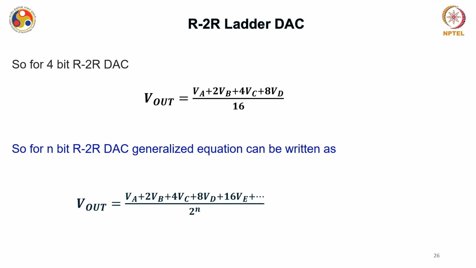So, for a 4-bit R-2R DAC, V out is equal to VA plus 2VB plus 4VC plus 8VD, divided by 16. Similarly, you can extend it to n number of bits, and for an n-bit R-2R DAC, the generalized equation can be written as V out equal to VA plus 2VB plus 4VC plus 8VD plus 16VE plus 32VF and so on, divided by 2 to the power n.